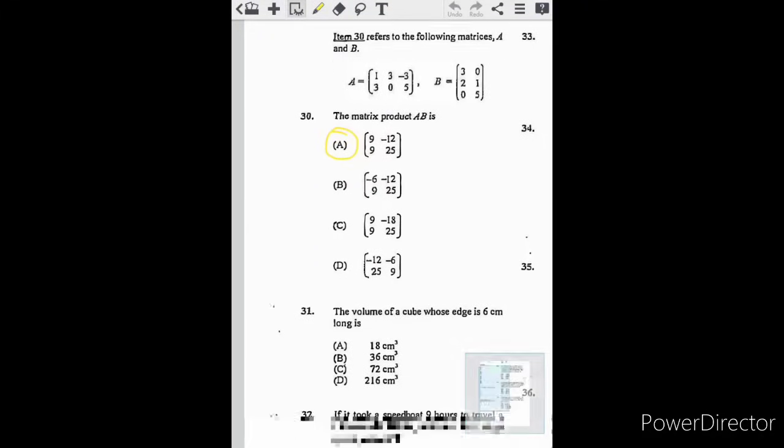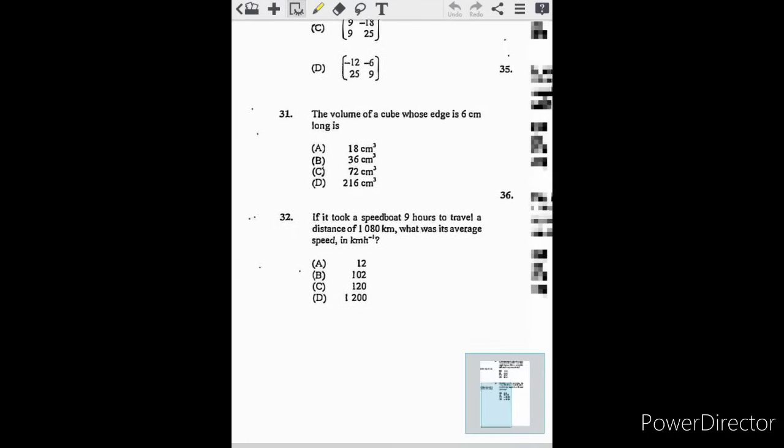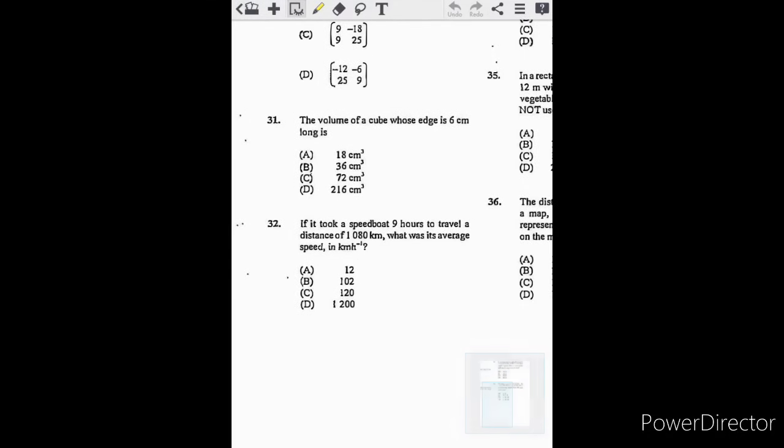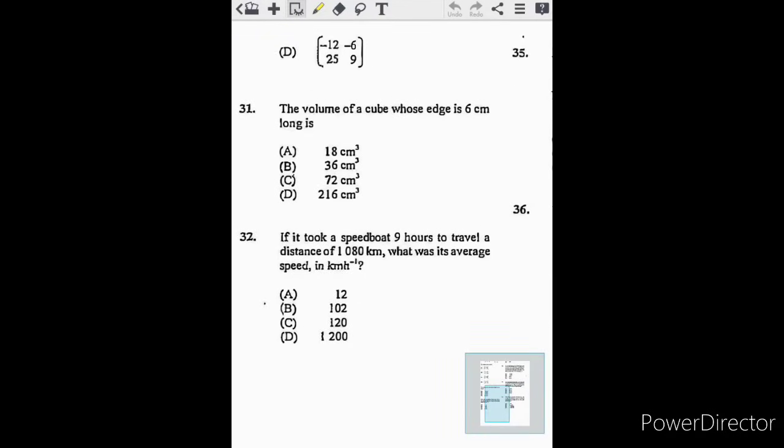Question 31. Let's zoom in. Our question says, the volume of a cube whose edge is 6 centimeters long is... So we know the volume of a cube, all of its sides are equal firstly. So the volume of a cube would equal to, V is equal to L cubed. Since we know our L, we can calculate our volume.